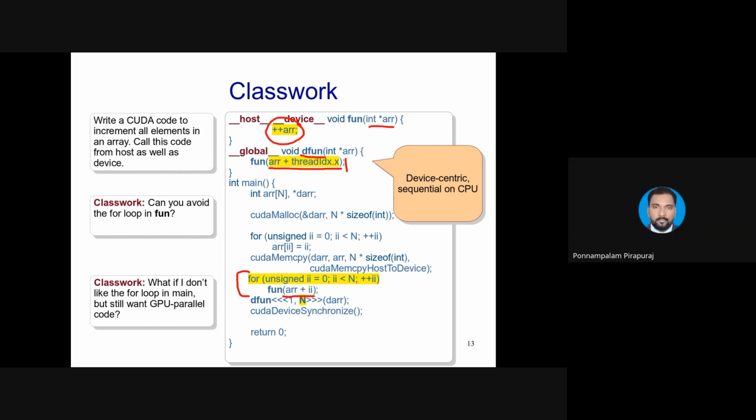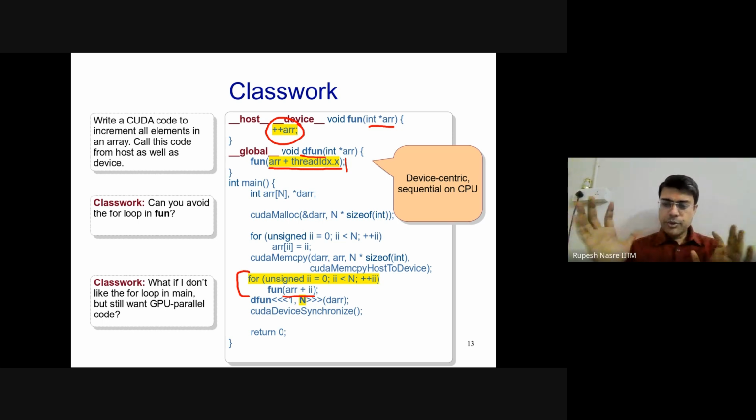Sir, without that host device function, directly we can cudaMalloc, we allocate one memory location in GPU, as well as we create an array here and pass it to a global function. Can we do that without that host device? So then it will be a GPU-only function, right? Yes. No. We want it to be accessible. This code should be callable from both CPU and GPU.